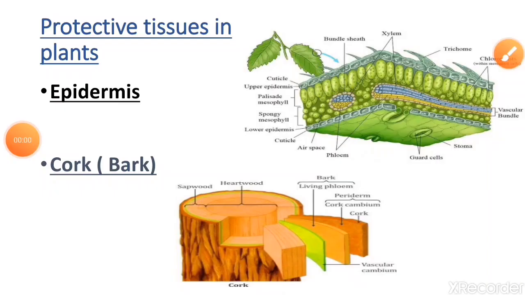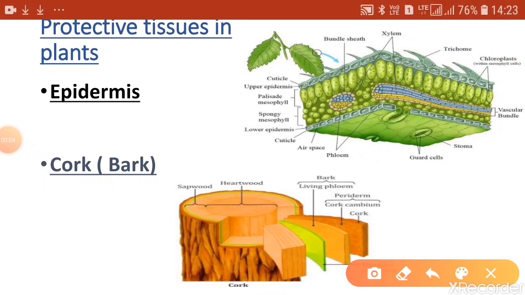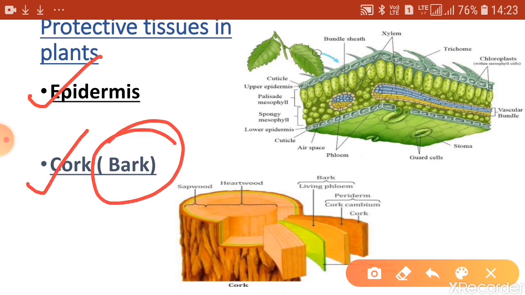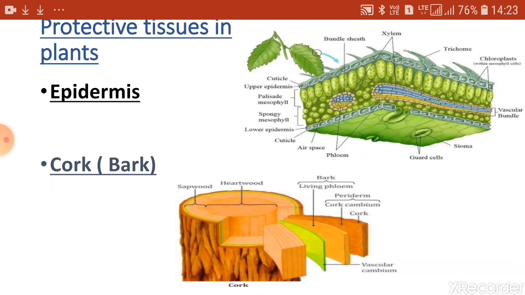Let us now study about the protective tissues that are there in plants. Plants have two types of protective tissues. Like how our body has got a covering of skin, the plants also have got a protective covering. There are two protective coverings. One is epidermis and the other is cork, which is generally called the bark of the tree. So let us study one by one about these.